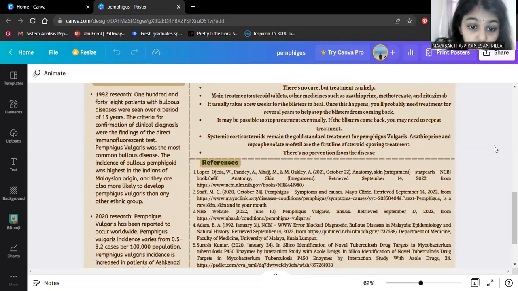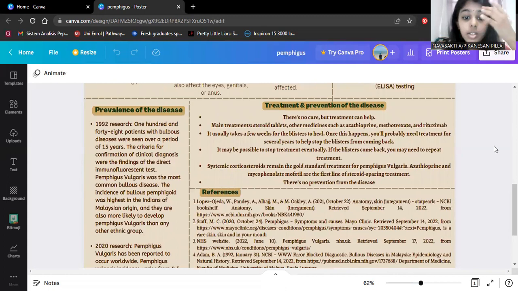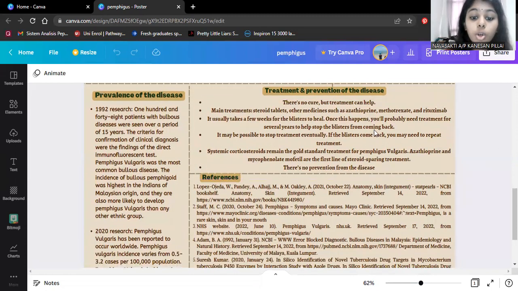According to a research done in 1992 for bullous disease in Malaysia, Pemphigus vulgaris was the most common bullous disease. The incidence of bullous pemphigus was highest in the Indians of Malaysian origin, and they are most likely to develop Pemphigus vulgaris more than any other ethnic group according to the 2020 research. Pemphigus vulgaris had been reported to occur worldwide.